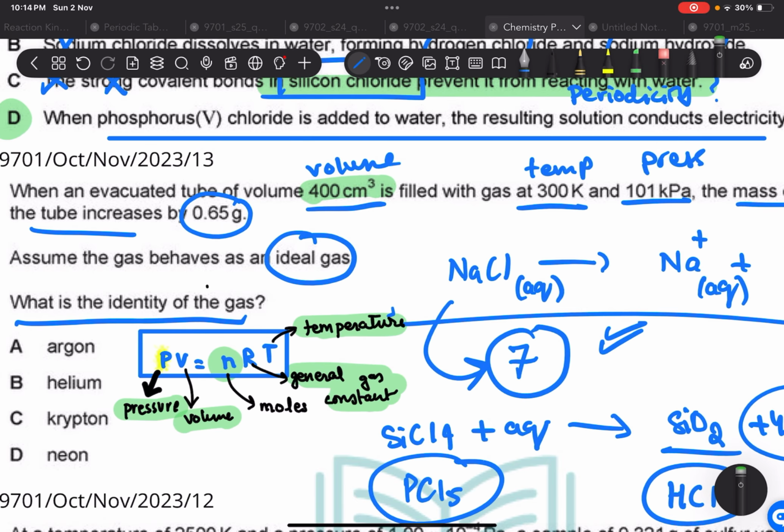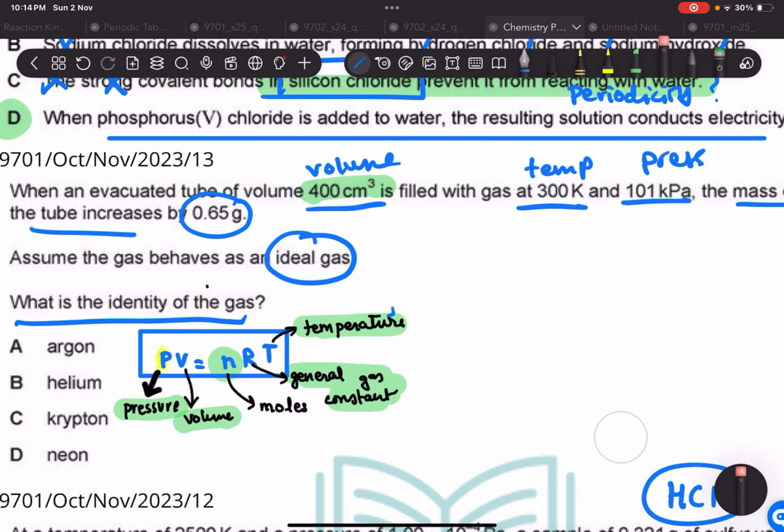So the thing is that you can't take pressure in kilopascals. Okay, you have to take it in pascals. Your temperature should be in Kelvin. Your volume should be in meter cube, m cube. So let's figure out what we have to do and plug in all the values in this equation.